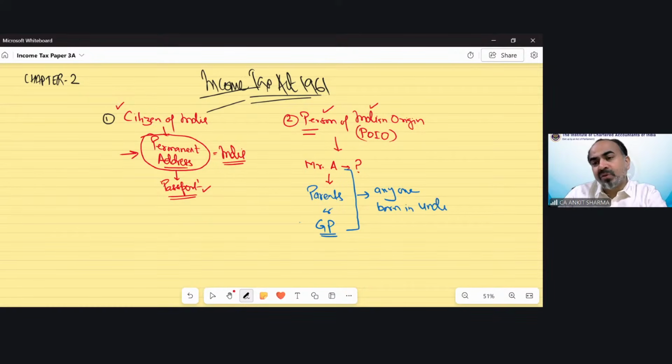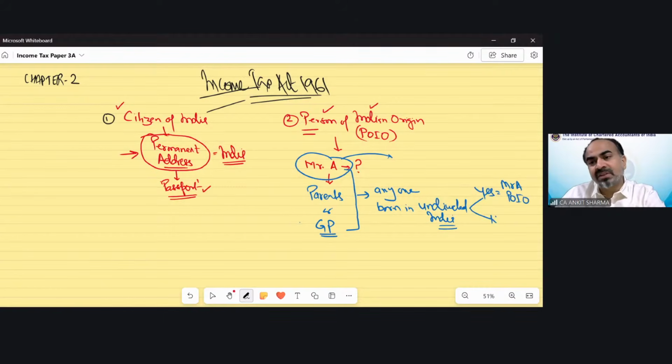undivided India, before the partition of India and Pakistan. So if any one or more of them has taken birth in undivided India, in that case Mr. A will become a person of Indian origin. If the answer to this point is yes, then Mr. A will be regarded as a person of Indian origin. And if the answer is no, then he will not be a person of Indian origin.